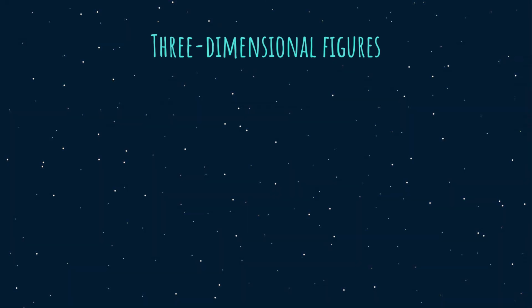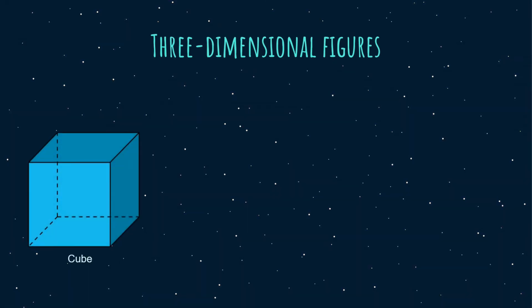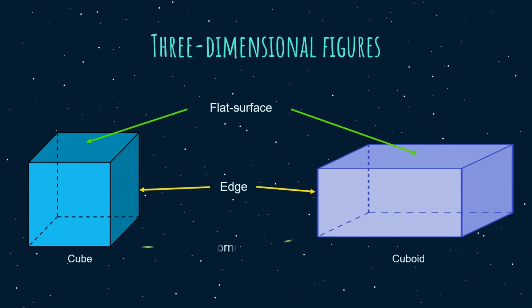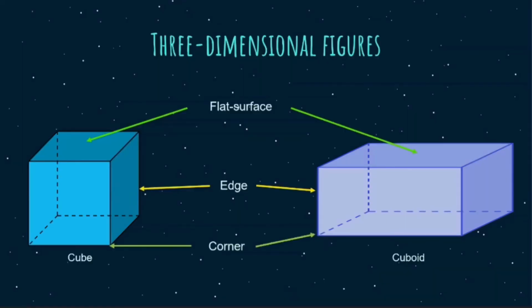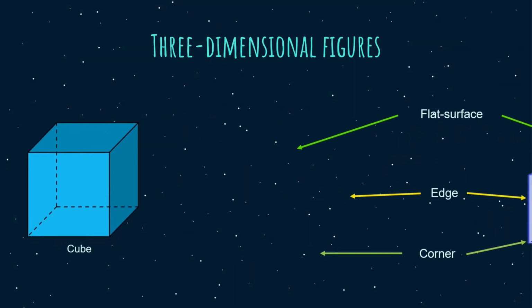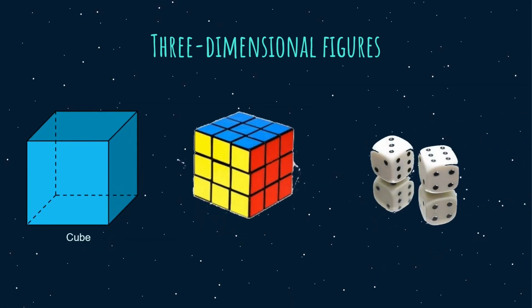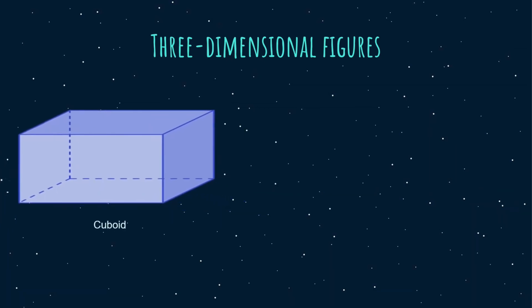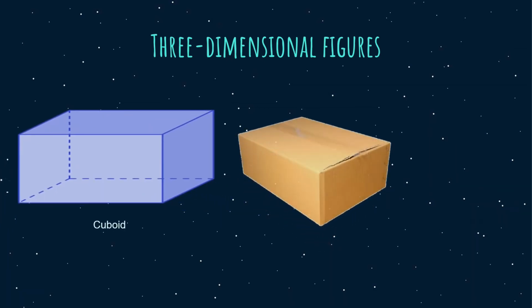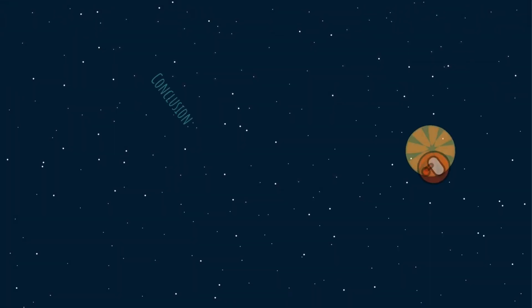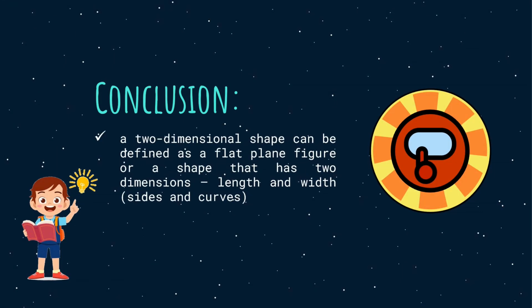Now we continue to three-dimensional figures. Here, Miss has a cube and a cuboid. Three-dimensional figures have flat surfaces, edges, and corners. Examples of objects that are cubes are a Rubik's cube and dice. Examples of objects that are cuboids are cardboard boxes and cupboards or cabinets.